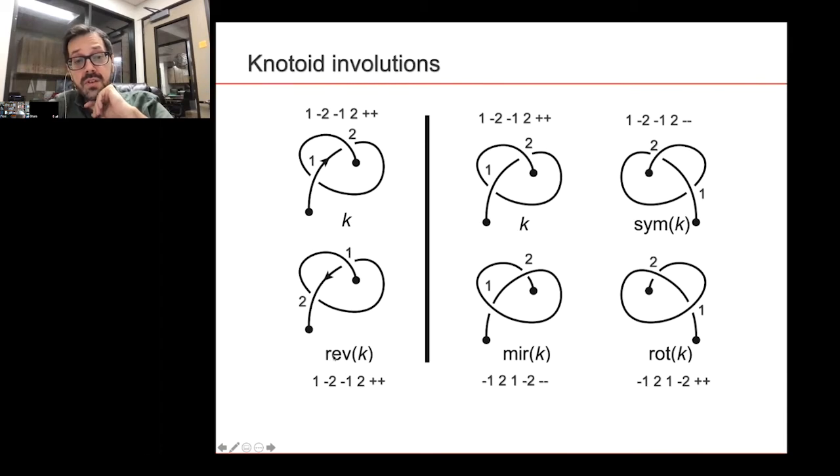The reverse doesn't change much. Even if the Gauss code changes, these 2 will always land in the same isotopy class. They will get the same value of the knotoid invariant.